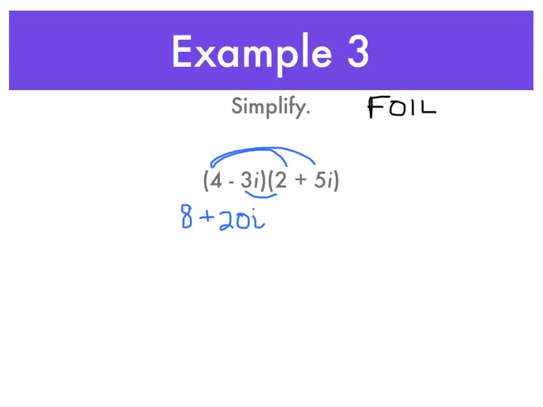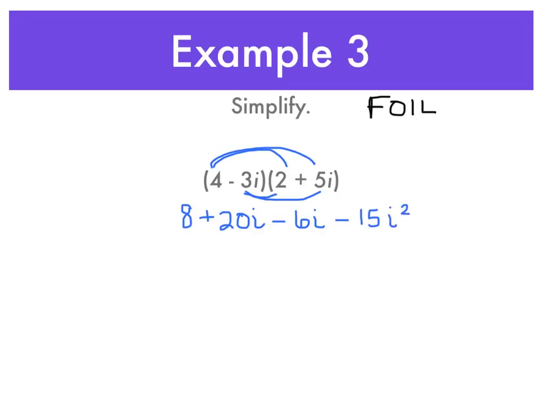-3i times 2, sorry, that's a -3i. Don't miss that negative there. I almost did. -3i times 2 is -6i, and negative 3i times 5i. Well, negative 3 times 5 is negative 15. And then don't forget that you have an i times an i, which makes an i squared.